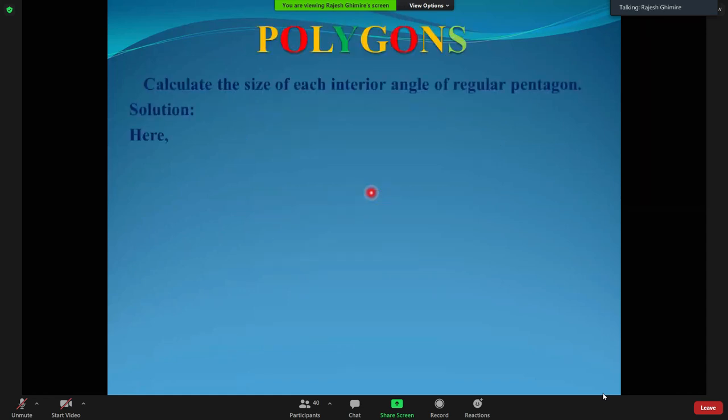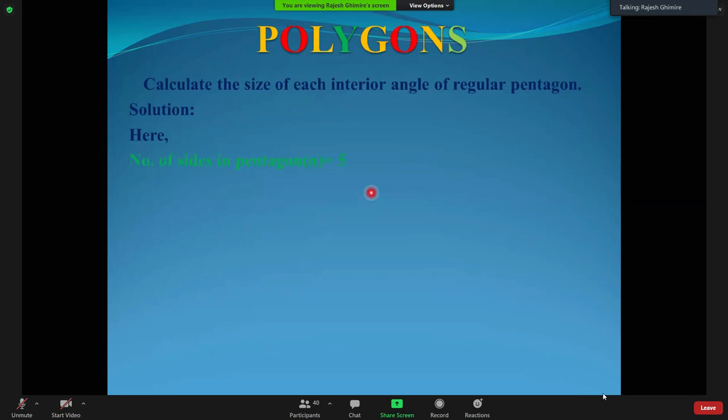Now dear students, let's see one question. Calculate the size of each interior angle of a regular pentagon. Tell me, how many sides are there in a regular pentagon? There will be 5 sides in a regular pentagon, so n is equal to 5.